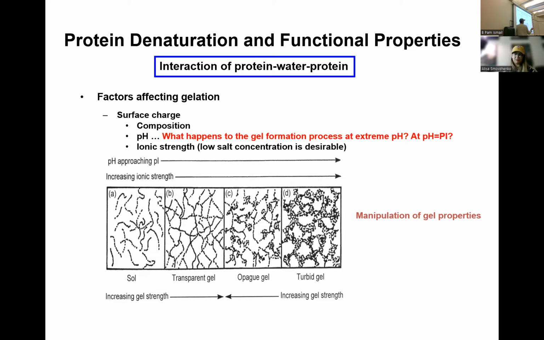So somewhere in the middle, but that differs. The pH and salt concentration differ for different proteins. So you need to have optimum pH and ionic strength depending on your protein source. But that's the general trend. Getting close to the isoelectric point is not good. Very far away is not good either.